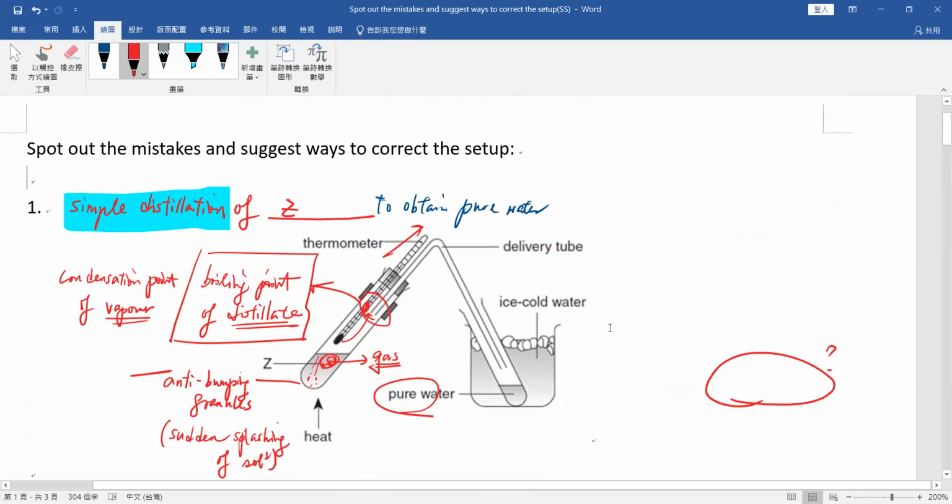Now, two mistakes. One, forgot the anti-bumping granules. Two, the measurement of the temperature is to measure the boiling point of the distillate, so the bulb of the thermometer should be placed higher, at the same level as the mouth of the delivery tube. Understand?